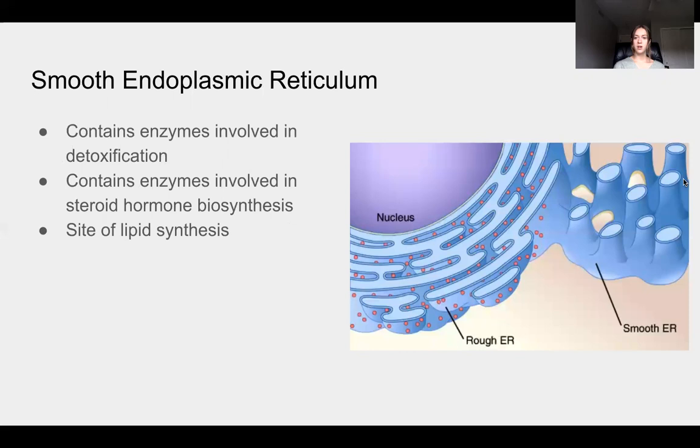So the smooth ER, as you can see here, is attached to the rough ER. The rough ER is right up against the nucleus. And the smooth ER contains enzymes that are involved in detoxification, enzymes involved in steroid hormone biosynthesis, and it is a site of lipid synthesis.